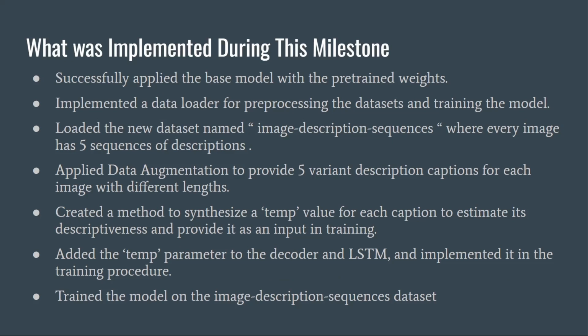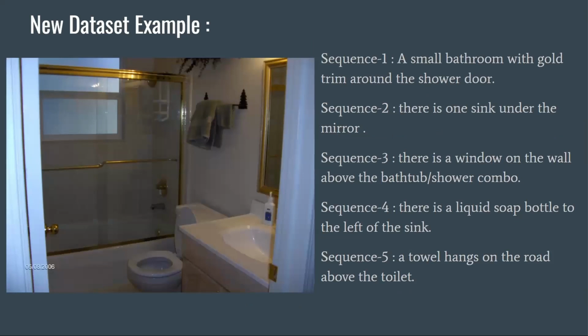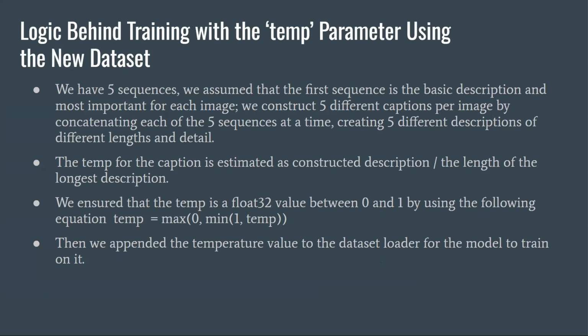We added the temp parameter to the decoder and the long short-term memory layers and implemented it in the training procedure. We trained the model on the image description sequences dataset, our new dataset. This is an example of this new dataset, where we assume that the basic description of each image is the first sequence. Here in this image, we assume that the very basic description is: a small bathroom with gold trim around the shower door. In our application, the higher the temperature goes, the more sequences are added to each other. My colleague Ali is going to explain the logic behind the temperature.